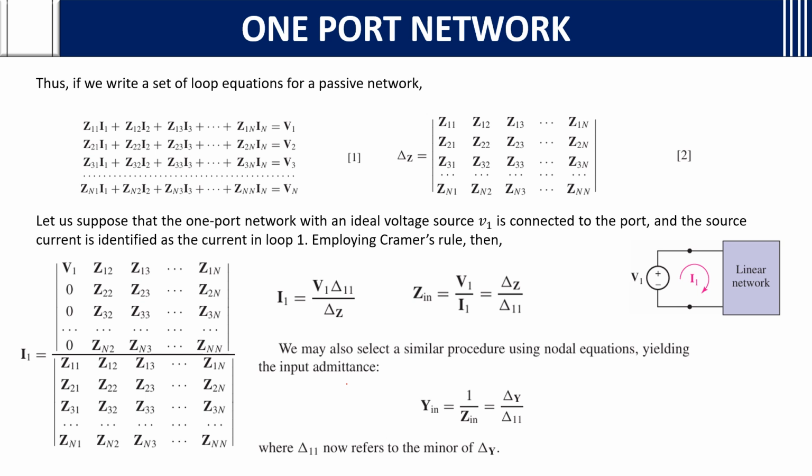So please listen to the whole video. See, delta 11 here is the minor of delta Z, and here delta 11 is the minor of delta Y. You will see some sums now, and you will understand how these equations are used.